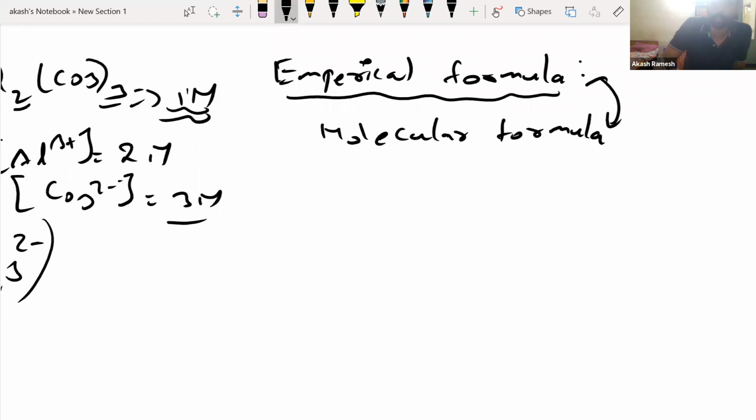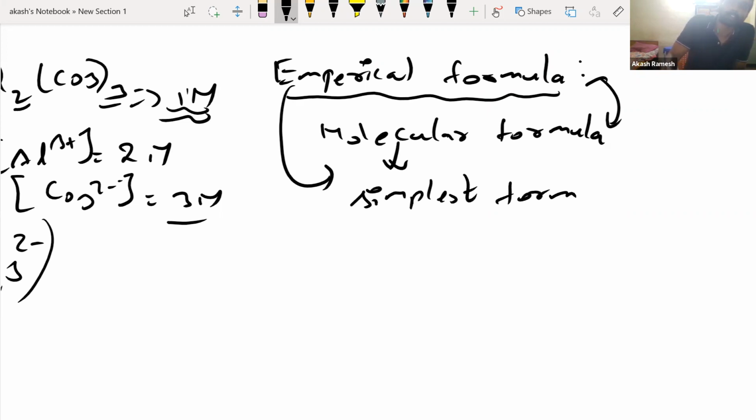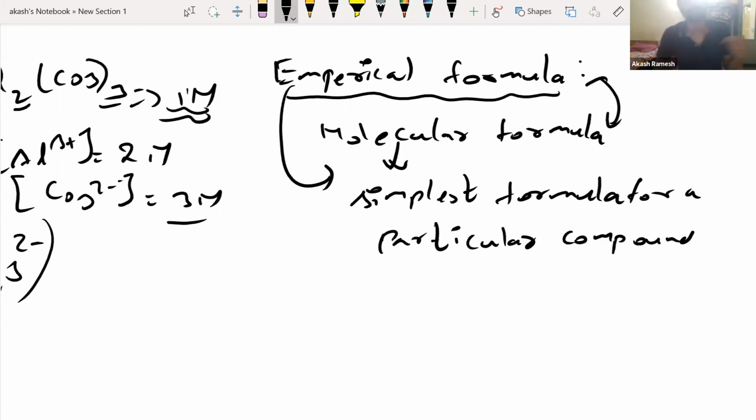In a molecular formula, we know the actual formula of the molecule: NaCl, CO2, all these are molecular formulas. Now, empirical formula is derived from the molecular formula, or either way around, however it is. But I can tell you the empirical formula is the simplest formula you can get for a particular compound.